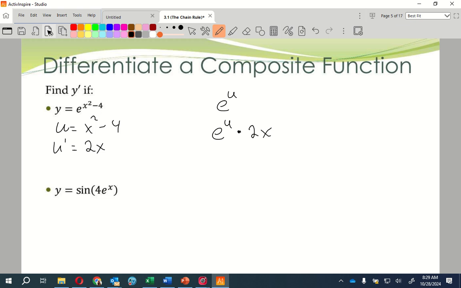and then let's substitute it back. And I'm going to put that 2x in front too. So it's going to be 2x e to the x squared minus 4.